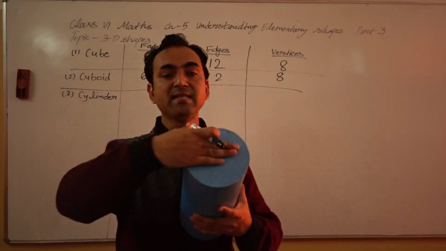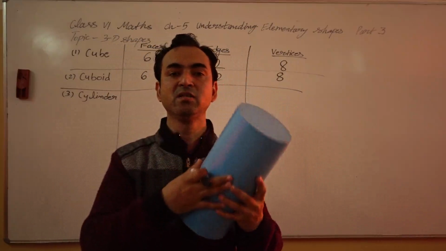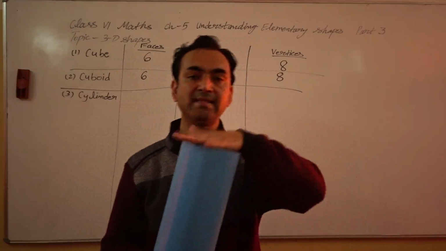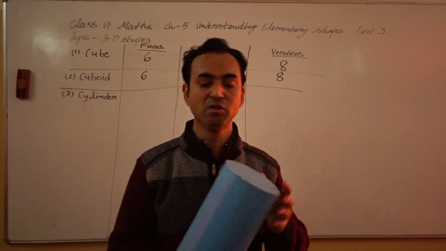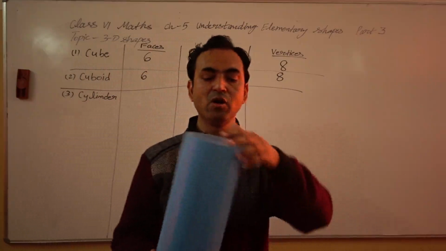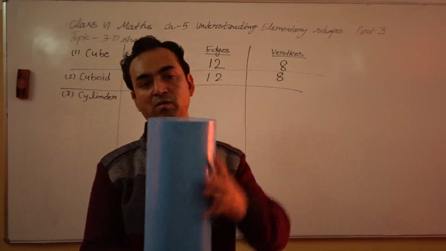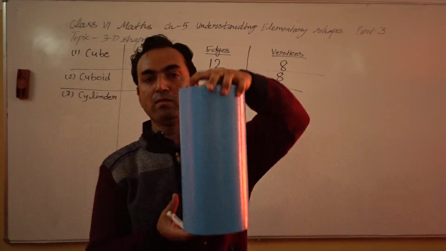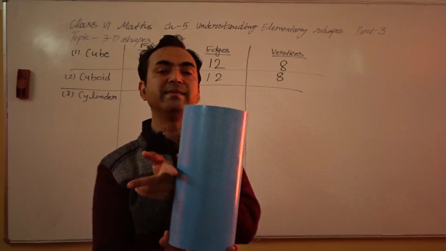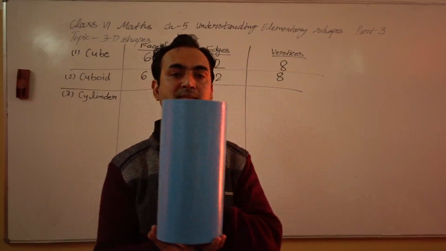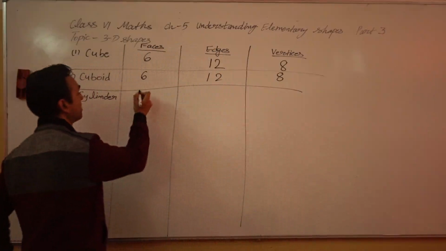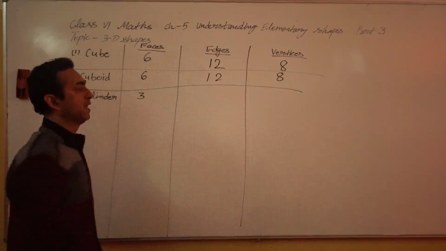So now you see there are different types of faces. This is a flat face, but this is a curved face. So there are two types of faces: one is flat, one is curved. So we are counting the number of faces. How many faces here? 1 top, 1 bottom, 2, and 1 complete curved face, we will count 1 here. So 1, 2 and 3. So now the number of faces is 3 in a cylinder.